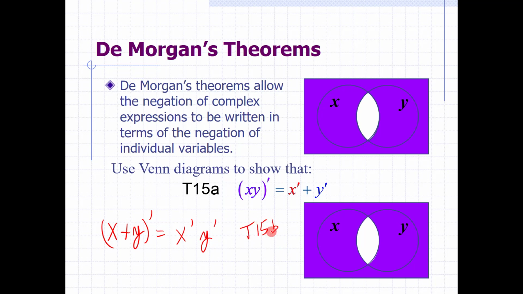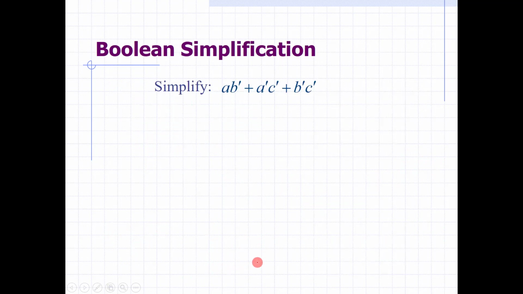And it extends to more than two variables. If you have x, y, z negated, it just becomes their sum: not x, not y, plus not z. Same with the and. You can do multiple terms. Here's a relatively simple looking expression.